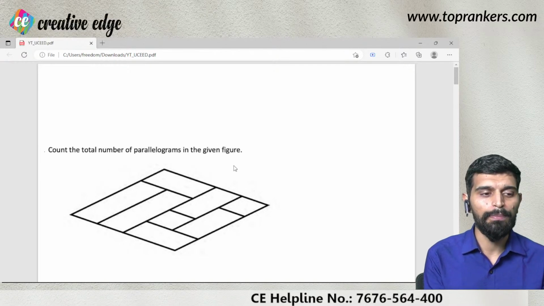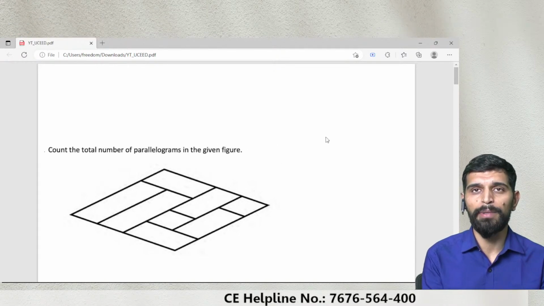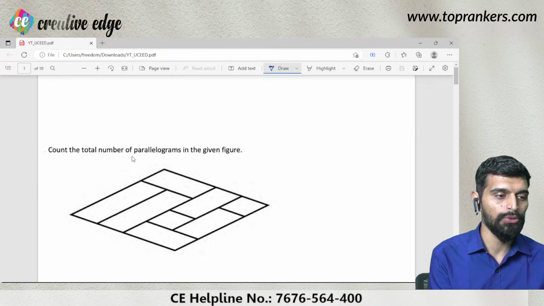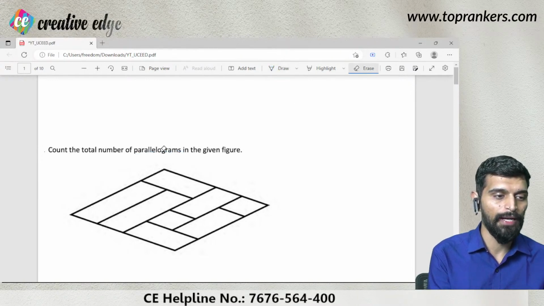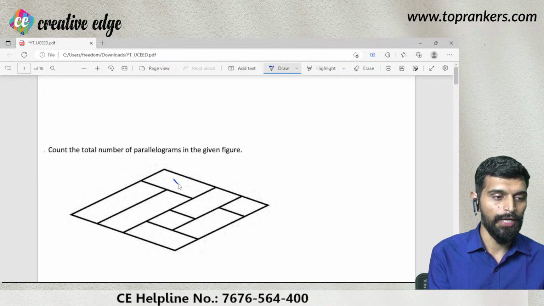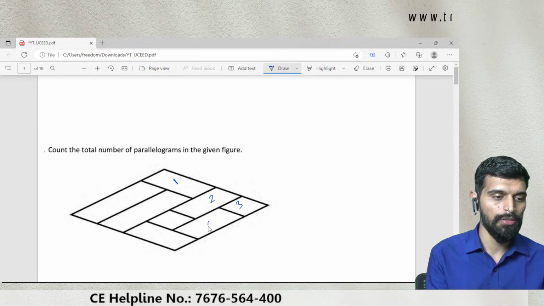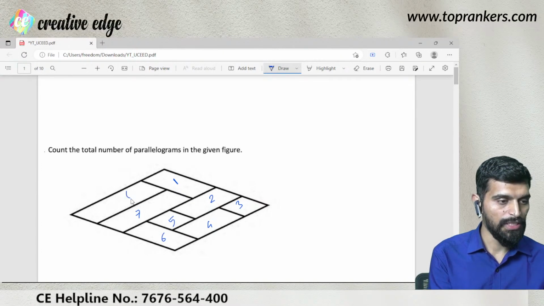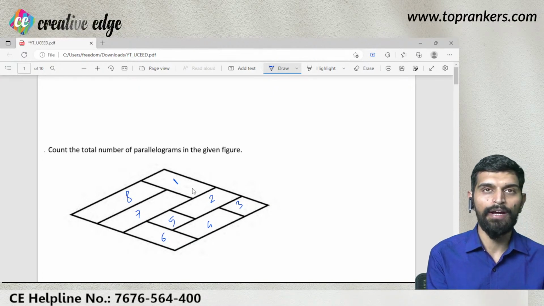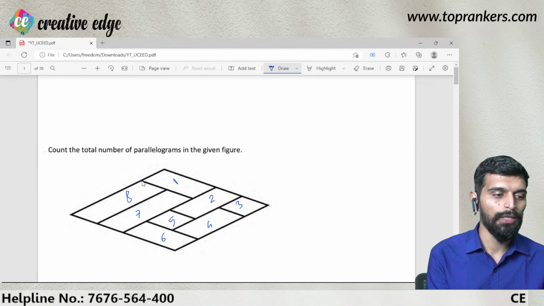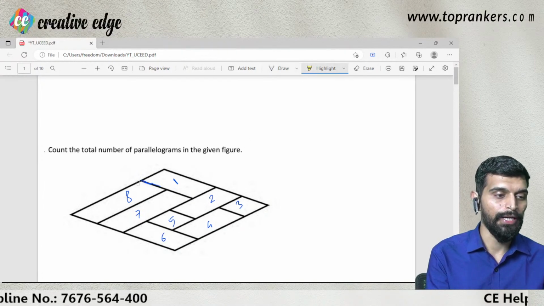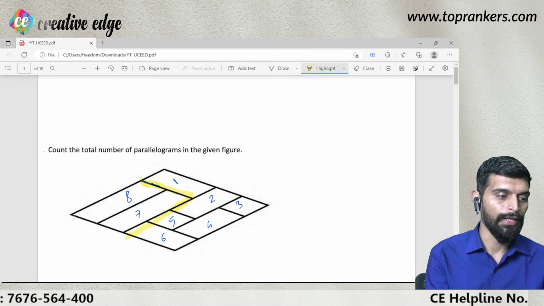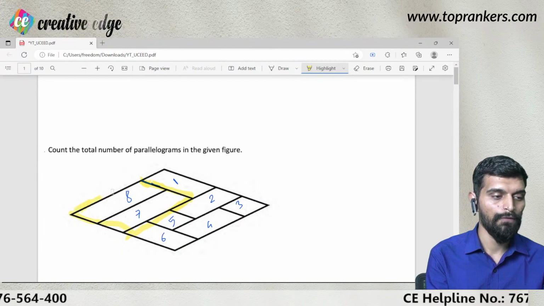So the very first type is where you need to count a certain number of figures in a particular figure. The one on our screen requires you to count the number of parallelograms in this image. So let us start with the smaller ones. These are the eight that everybody would have identified. After these eight, we must identify a few more. So I'm using this yellow highlighter to highlight the next few parallelograms.